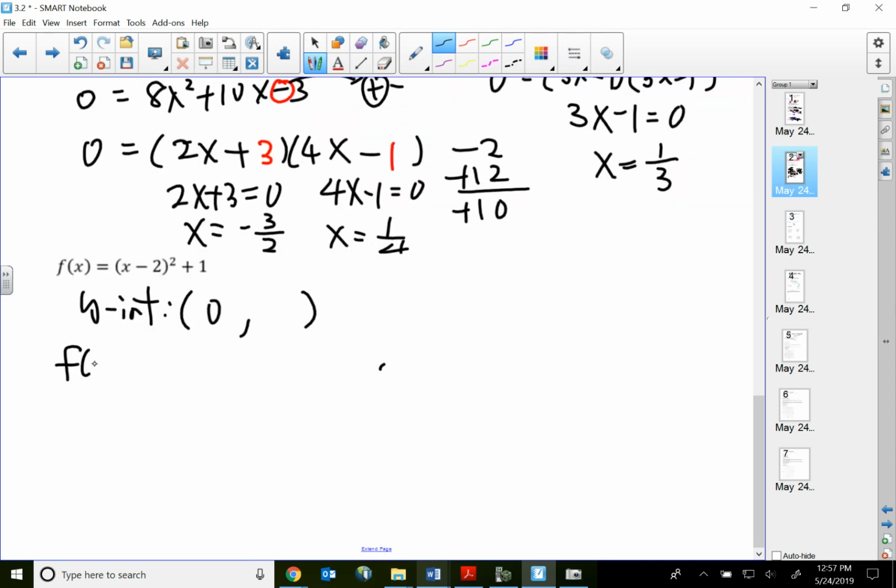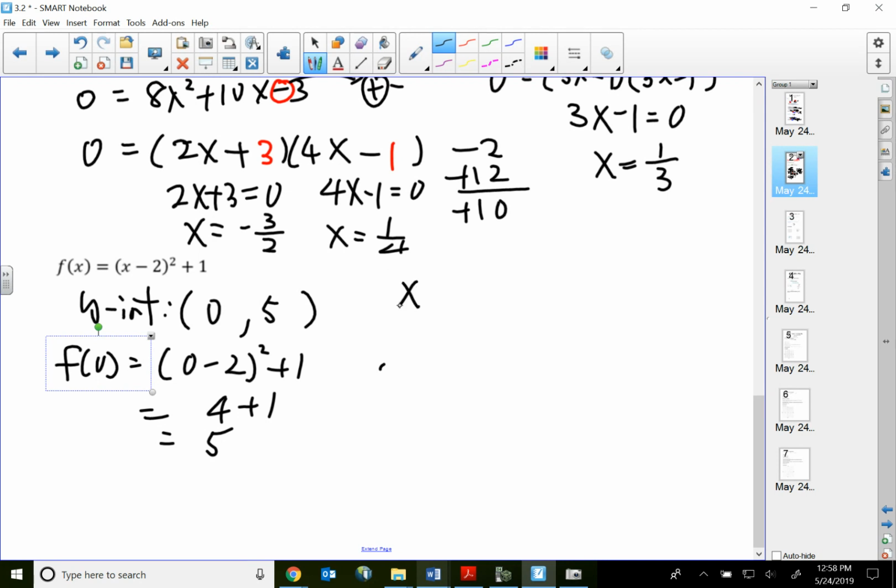So let's give it a try. It's going to be f of 0 equal to 0 minus 2 whole thing squared plus 1. 0 minus 2 is negative 2. Negative 2 whole thing squared is 4. 4 plus 1 will be 5. So that's my y-intercept. For the x-intercept, I'm going to find x when y equals 0.